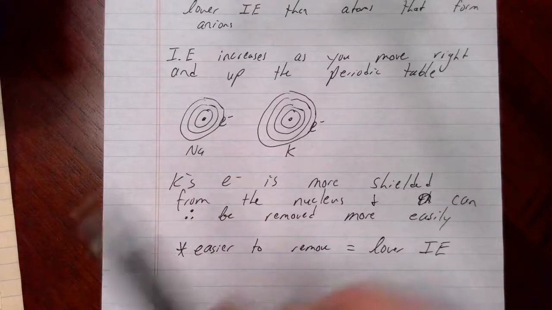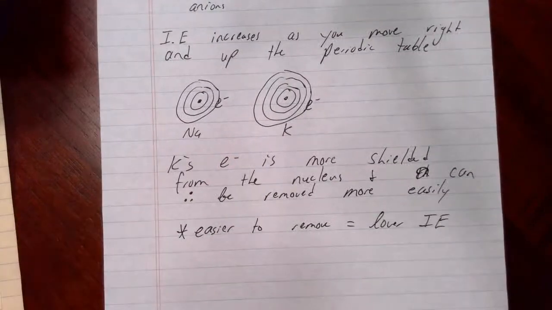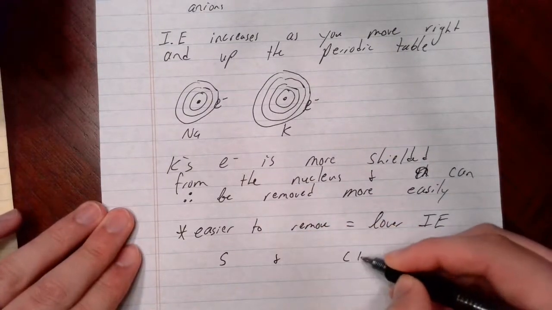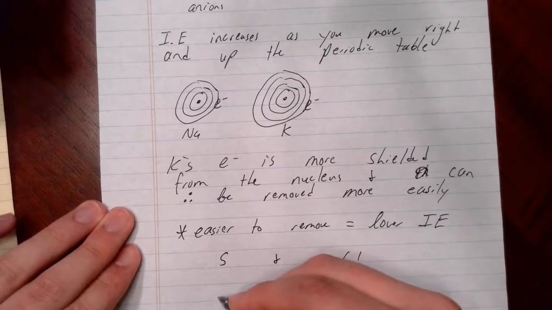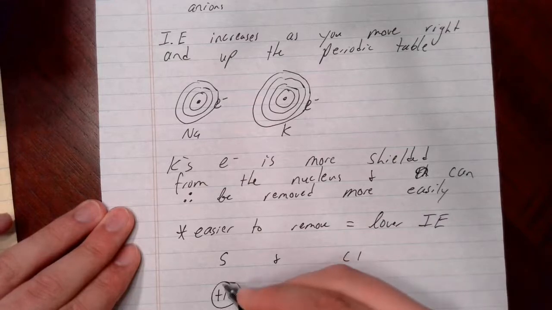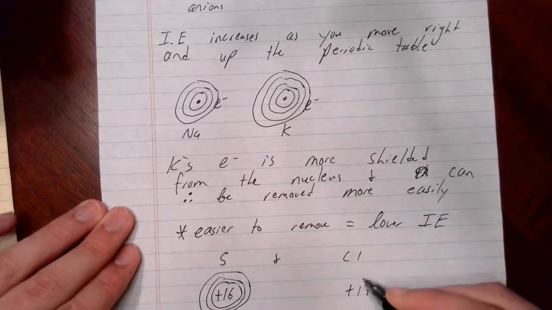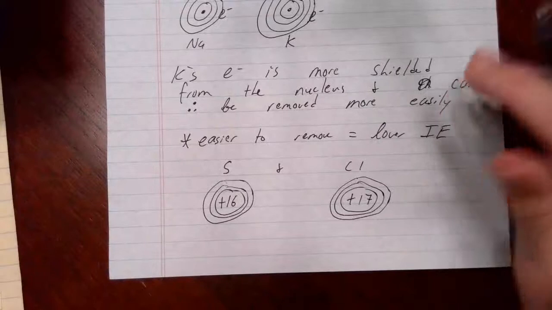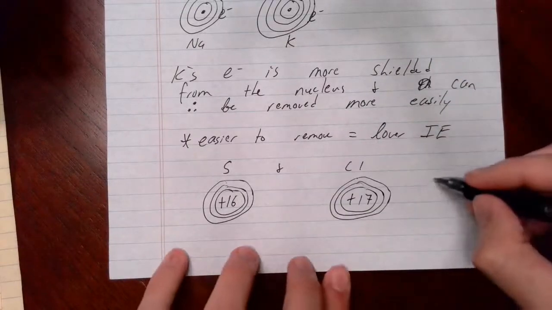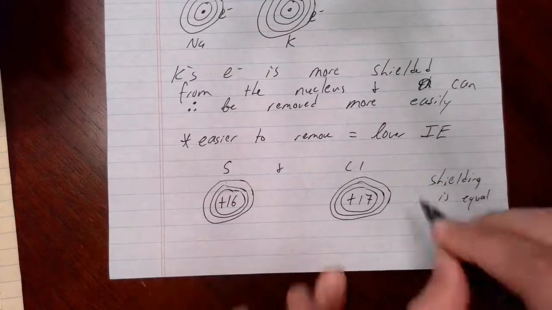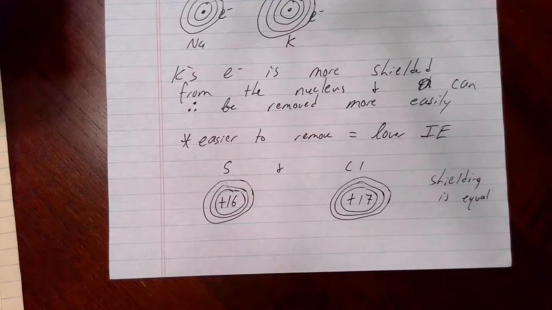Okay, so then let's look at an example of, let's just say, sulfur and chlorine. Okay, so they each have 3 energy levels, but sulfur's nucleus has a plus 16 charge, chlorine's nucleus has a plus 17 charge. Okay, and they each want to put electrons in that outer energy level. Okay, so shielding here is equal. So they each want to put electrons in the outer energy level, but we're discussing ionization energy, which is the amount of energy needed to remove an electron.